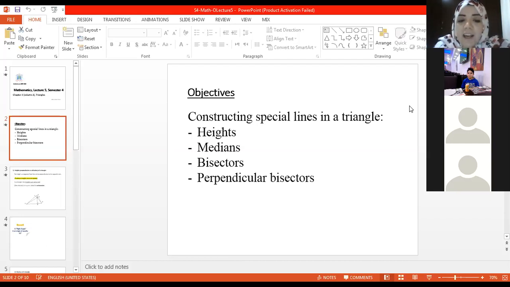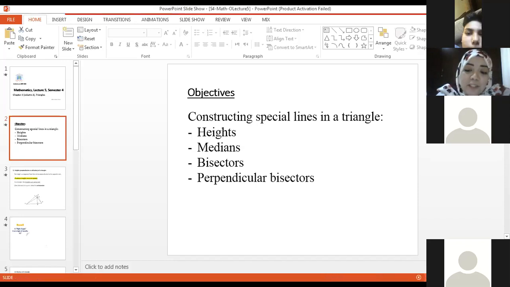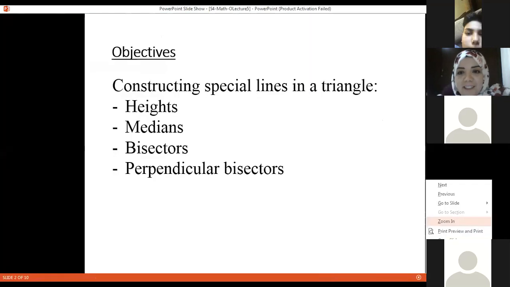Excellent, Huda. What's the point of intersection of the three bisectors? Incenter. Excellent. What's the point of intersection of the three perpendicular bisectors? You have to memorize them. What's the point of intersection of the three perpendicular bisectors? Circumcenter. Very good, Razan. Circumcenter.